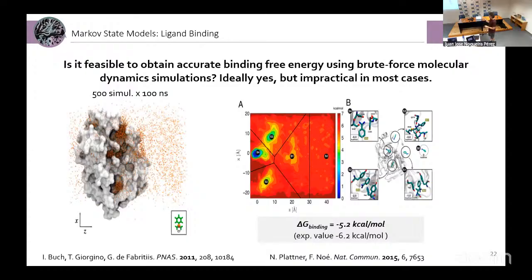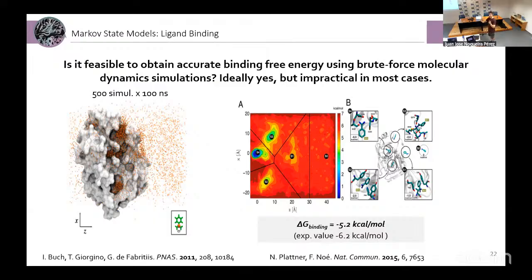There are other strategies that we are also not going to discuss a lot. Some people, the group of Gianni de Fabritiis in Barcelona, had the idea of taking trypsin, and they ran 500 simulations of 100 nanoseconds. So a lot of different simulations, really short. And in these 500 simulations, they captured like 300 binding events.